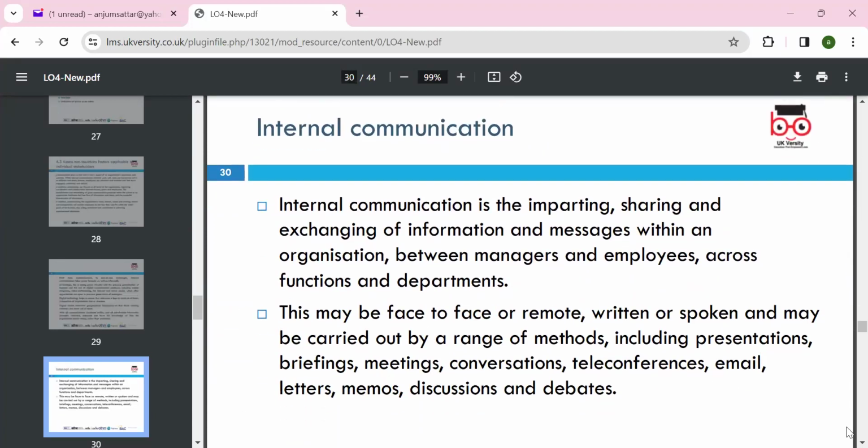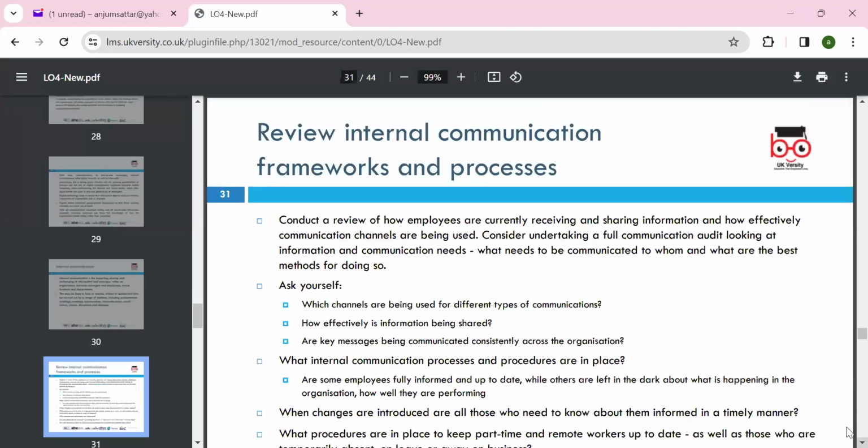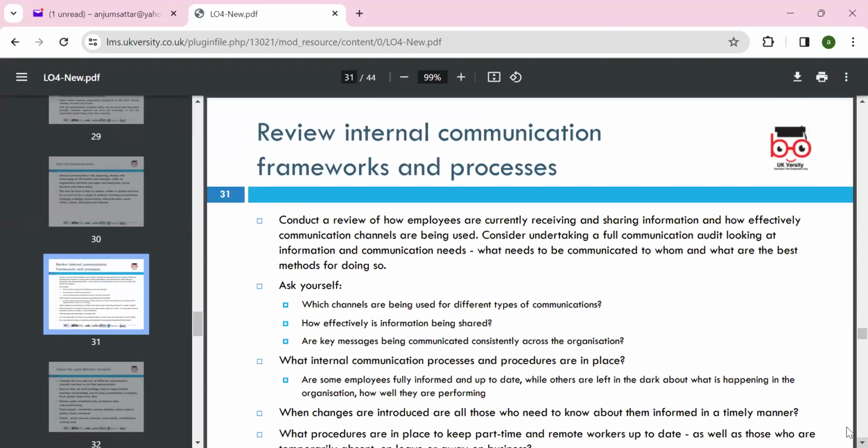And for internal communication within the company, we can use a dashboard or a CRM, customer relationship management system. We can use those to pass information within the organization, as well as Teams and various other tools, emails and databases. Okay, review the internal framework: conduct a review of how the employees are currently receiving and sharing information.